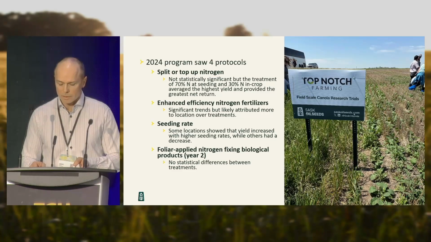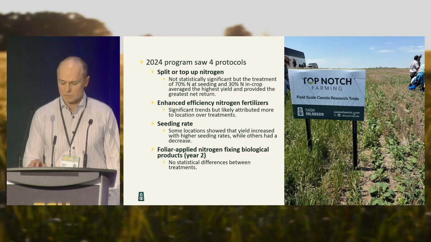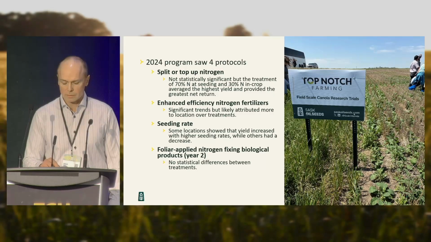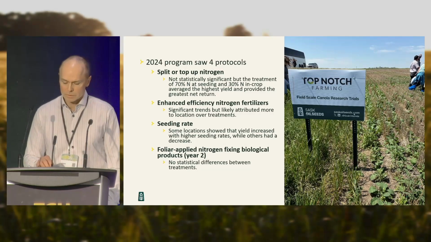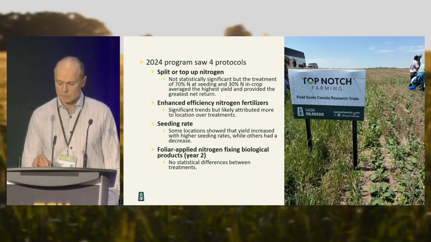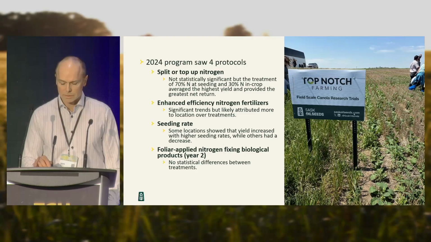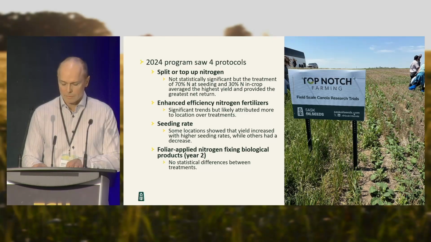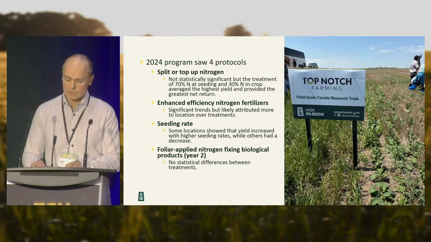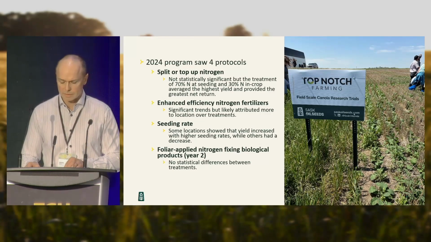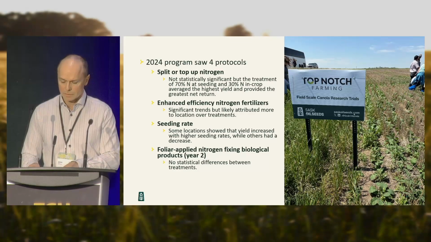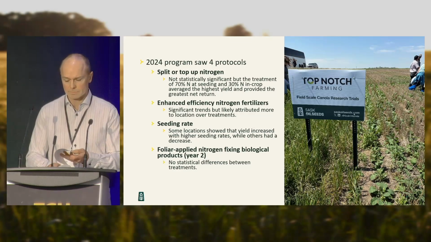For the foliar applied nitrogen fixing biologicals, it was a dry year, and there were 8 locations where 2 of those sites used Envita, 5 sites used Nutricia, and 1 site used both products. But due to the conditions, there were no statistically significant differences in plant densities, yield, or grain quality for that year.